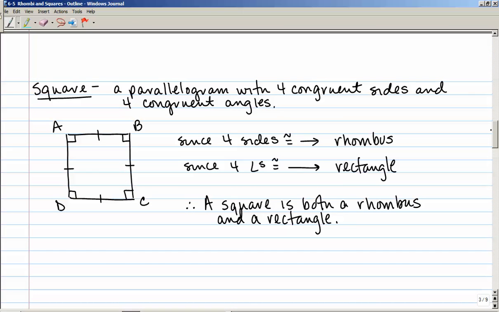Now, a square is a parallelogram that has 4 congruent sides and 4 congruent angles. Because it has 4 congruent sides, a square is actually a rhombus, because remember, that's the definition of a rhombus, a parallelogram with 4 congruent sides. Since a square has 4 congruent angles, it's also a rectangle. Remember that that was the definition of a rectangle, a parallelogram with 4 congruent angles. Therefore, a square is both a rhombus and a rectangle.